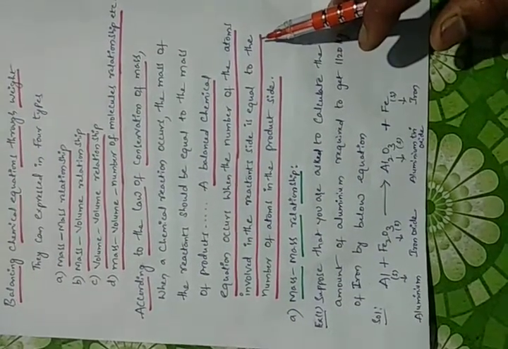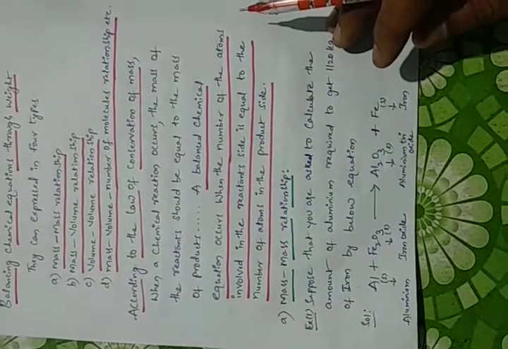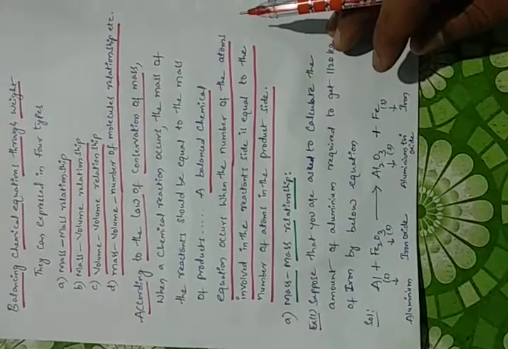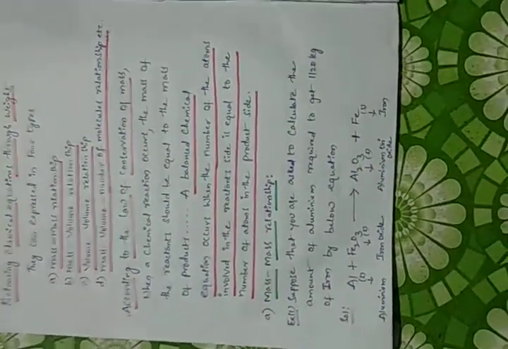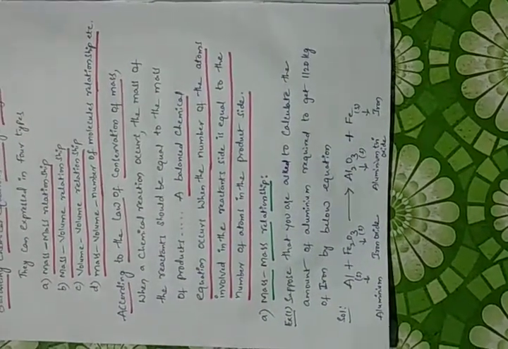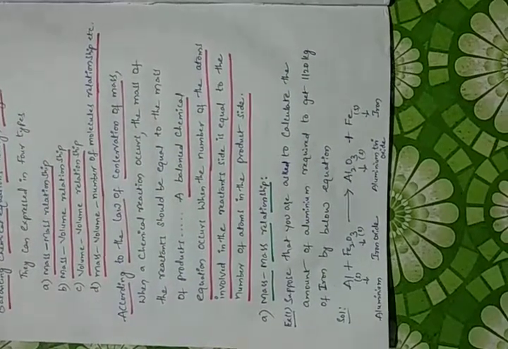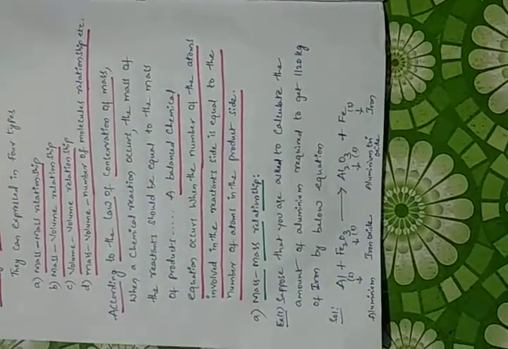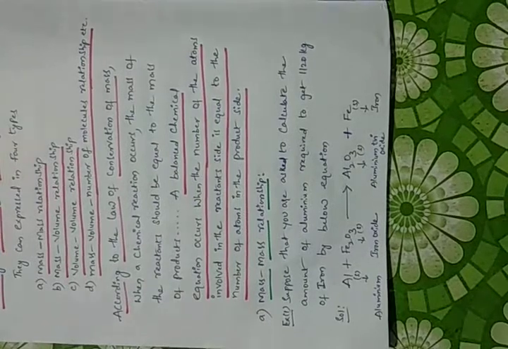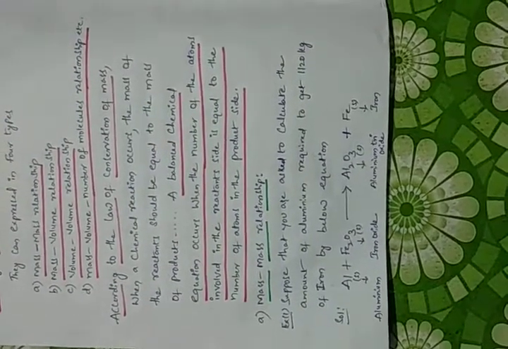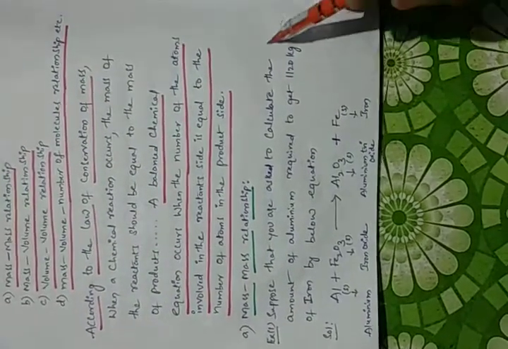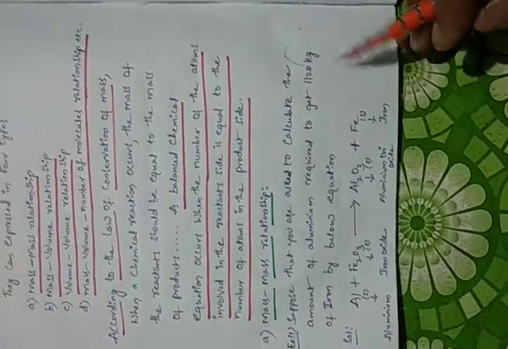Now let us discuss the first concept, mass-mass relationship. If it is given in the form of a balanced chemical equation, for example, suppose that you are asked to calculate the amount of aluminium required to get 1120 kg of iron by the below equation. It is aluminium plus iron oxide Fe2O3 gives rise to aluminium oxide Al2O3 plus Fe, iron.